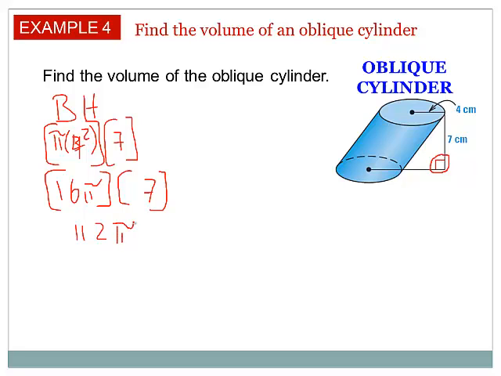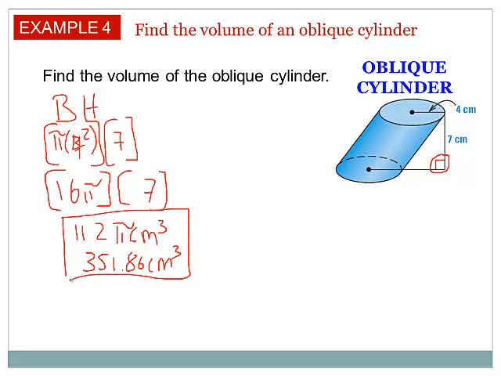And it's centimeters cubed. Again, if you want to use the 3.14 or the pi button, you get roughly around 351.86 centimeters cubed. Either answer is acceptable, but in some cases I might ask for something in terms of pi or something in terms of a decimal. And that's it.